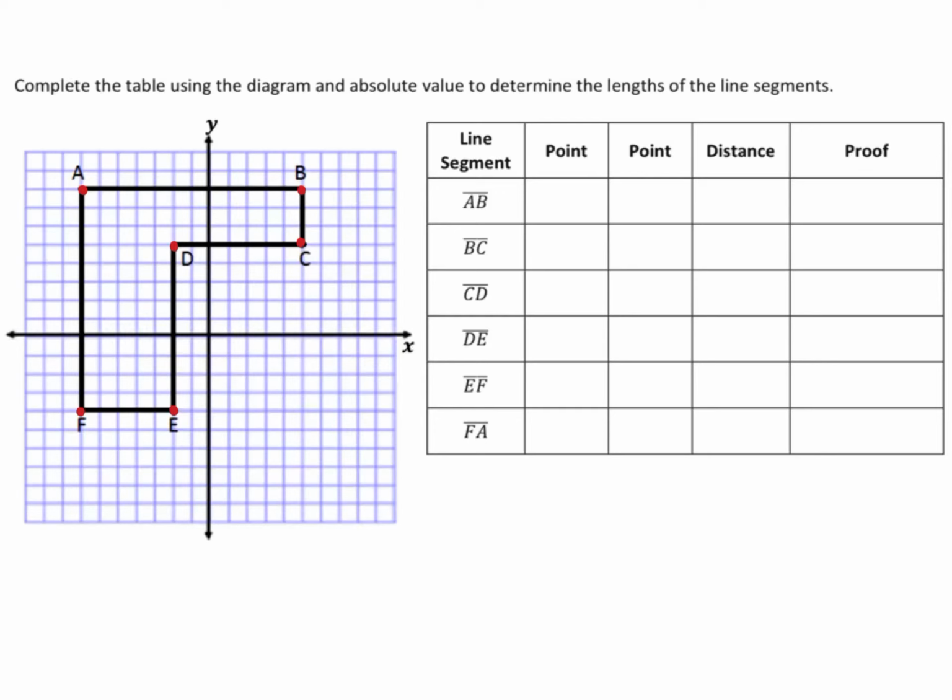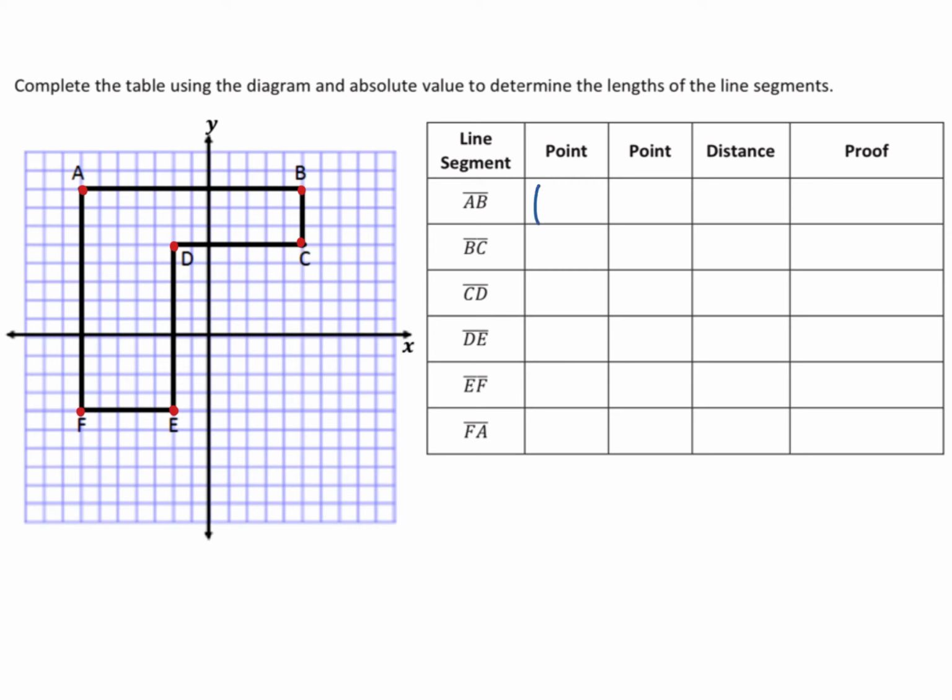Diagram and absolute value to determine the lengths of the line segments. Remember, we are looking for the point at A. It's that red dot, not the letter A. It's a little tricky because the letters might confuse you, but they're talking about the location of that dot. And I've just gone ahead and colored them red so you can distinguish between the point and the letter that names the point.